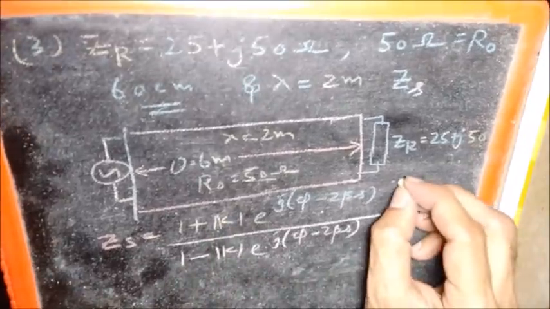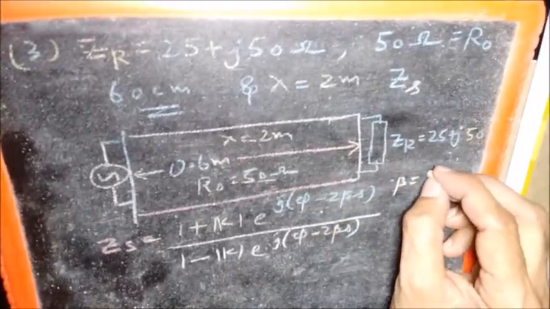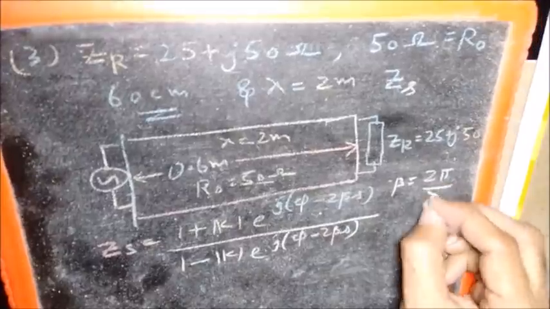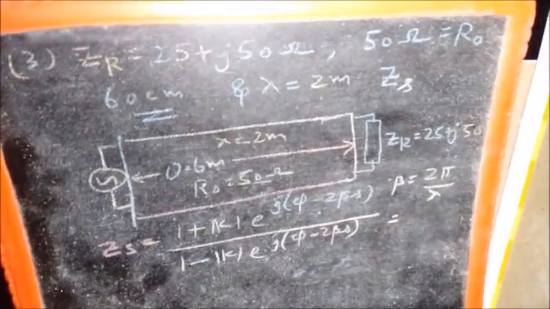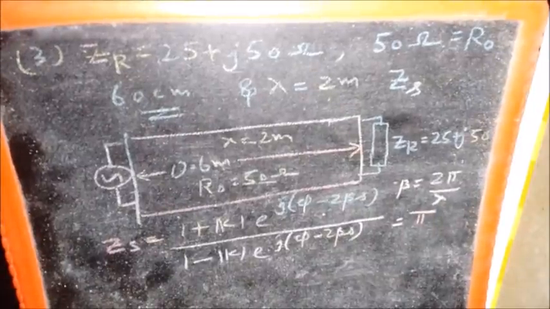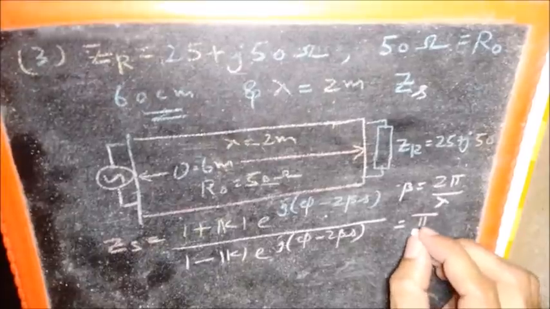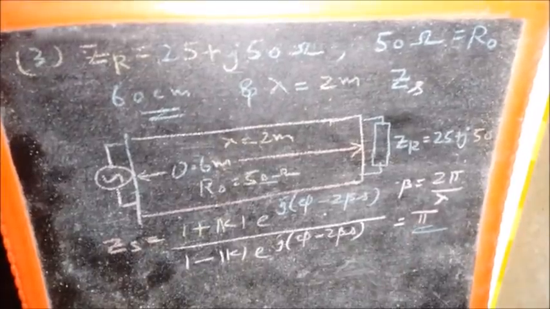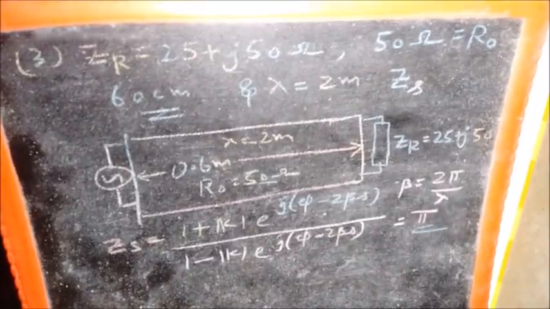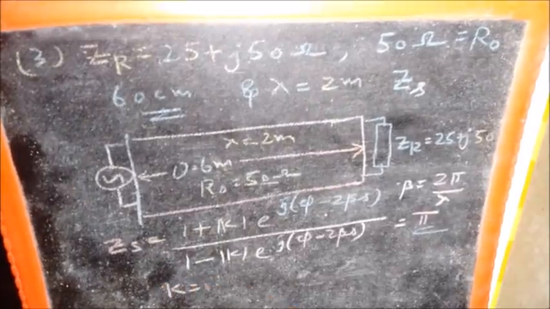Beta is readily available because we are told what lambda is. Beta is 2 pi by lambda, and since lambda is 2 meters, 2 pi by 2 is pi. So pi radians per meter is the value of beta.